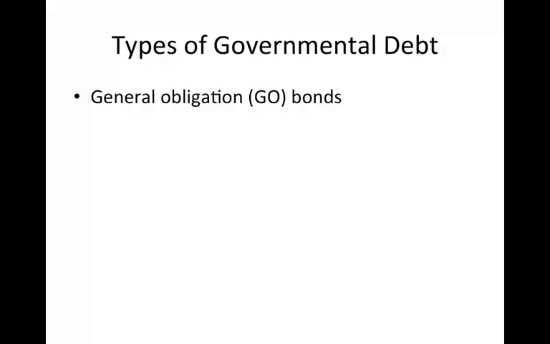This is debt that is backed by what is referred to as the full faith and credit of the government that is issuing the debt, meaning that is a strong backing. They're going to use all of their resources that are available to repay this debt when the payments come due. There's no particular revenue source that is secured for this debt. It is to be repaid from the general resources of the government.